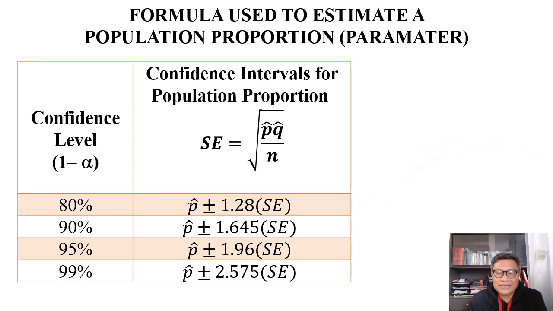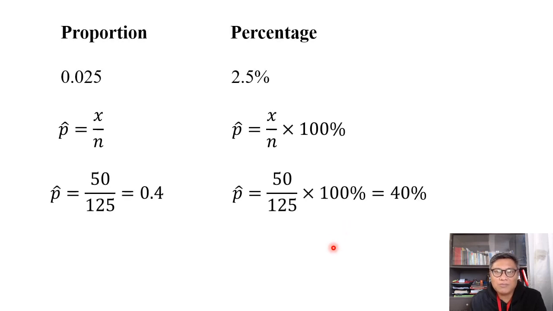It is based on the problem, class. Sometimes you are given the proportion, sometimes you are given the percentage. So you really have to be careful, class, about what is given. If you are given a proportion, then these are examples of proportion. A typical one is 0.025, and this is usually computed by dividing the number of successes by the total number of observations. This is your common formula for a proportion. Say, for example, 50 out of 125 when converted into a proportion is equivalent to 0.4.